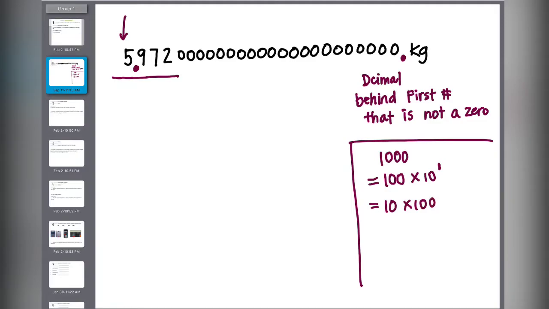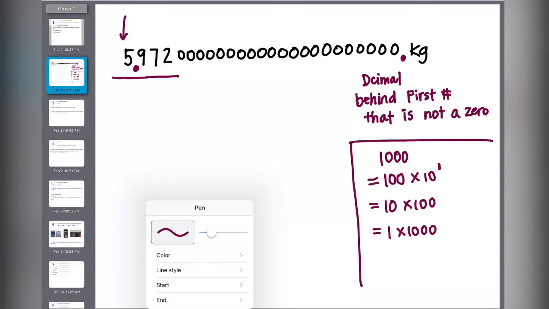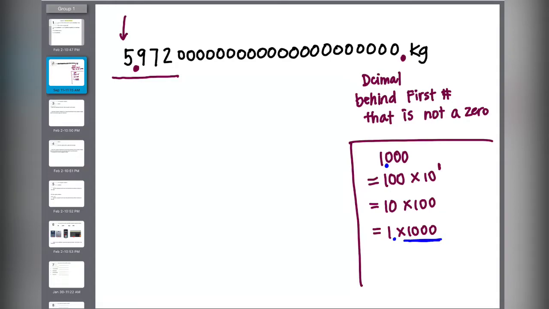Are you okay with that? But 10 times 100 or 1 times 1,000. Are you seeing that these are all the same thing, right? I want my decimal place to be right here, behind the 1. See what I've done? I've put it behind the 1, but I've used these tens to pretty much move my decimal place to the left and the right.